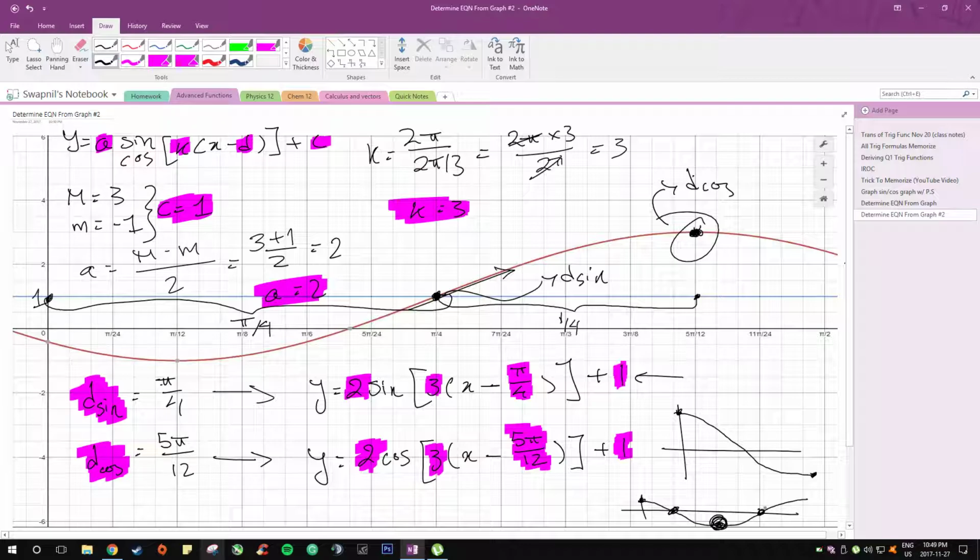And then you could easily find the d for the sine. You wouldn't need to use this, and say this was the midline here. You wouldn't need to use this one, you would still be able to use this one. And remember, it's going up, so that's the one you should be using.